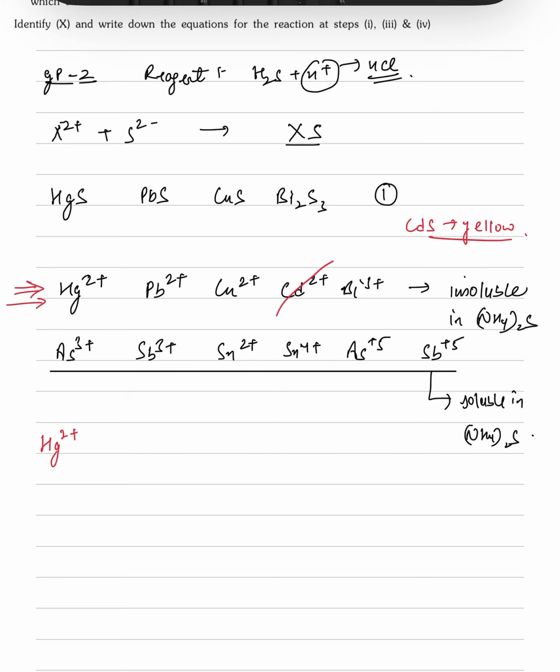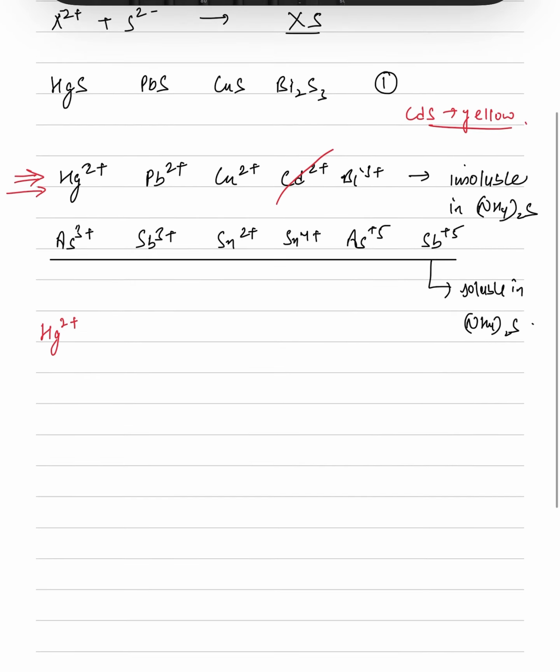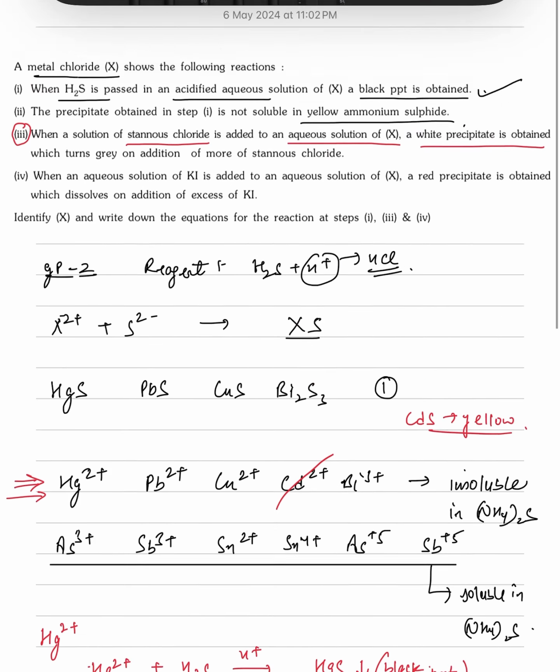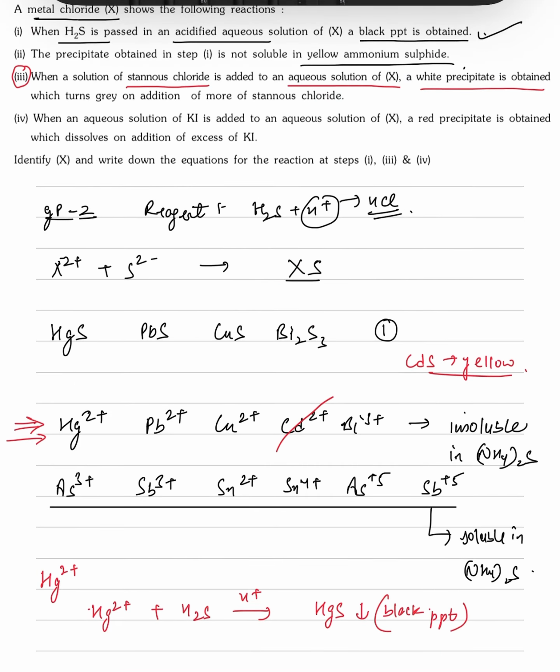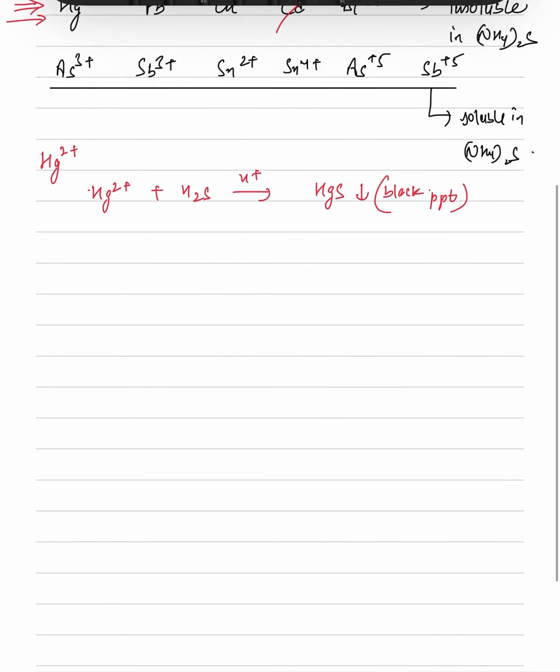How? Now the simple point is there. The Hg2+ ion is there when we add the group reagent, that is H2S, in acidic medium, right? What will happen? We will obtain HgS, which is a black precipitate. The color of sulfide is black in nature, right? Second point, when the solution of stannous chloride is added to the aqueous solution of X.